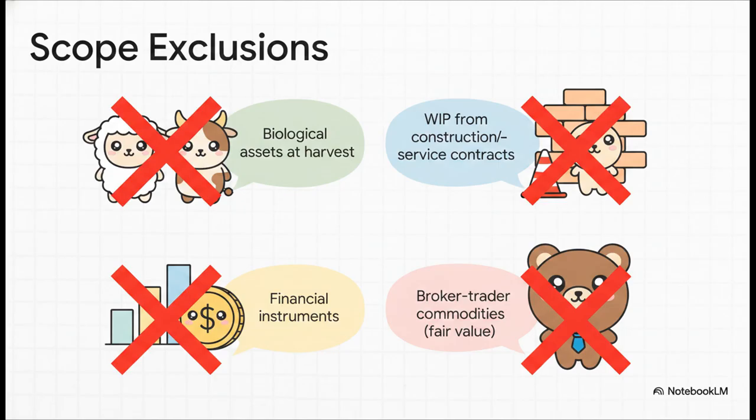Now, listen up, because here is a massive exam trap. You absolutely have to know what is not covered by MFRS 102. Work in progress from construction contracts? Nope, that belongs to MFRS 15. Financial instruments like shares? That's MFRS 132 and MFRS 9. Cows, sheep, and agricultural produce at the point of harvest? Say hello to MFRS 141, biological assets. And commodity broker traders who measure their stock at fair value less cost to sell? Yeah, they are excluded too. Examiners absolutely love throwing these into multiple choice questions, so keep this exclusion list handy.